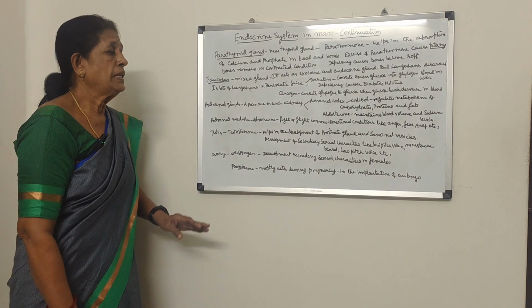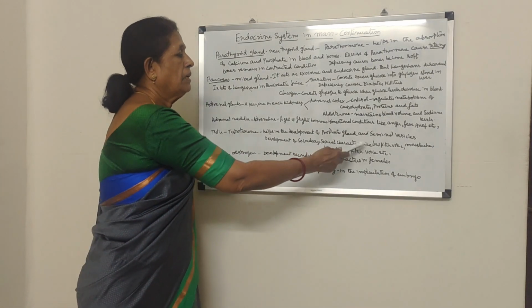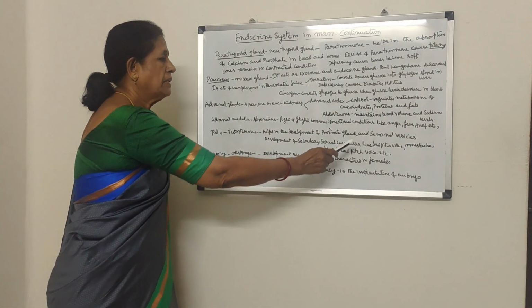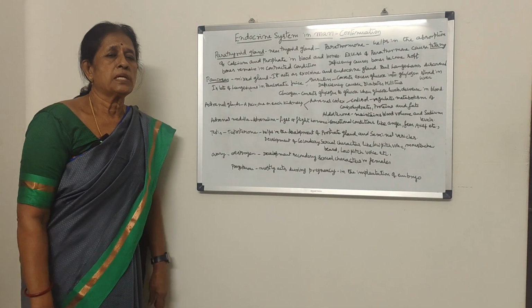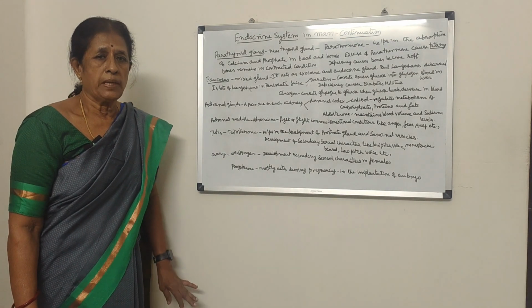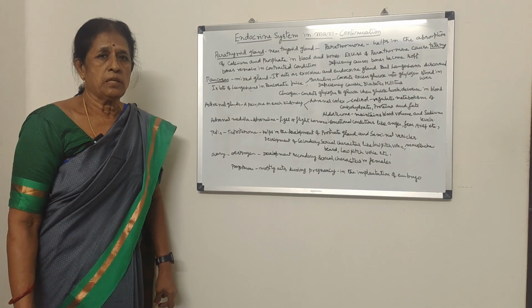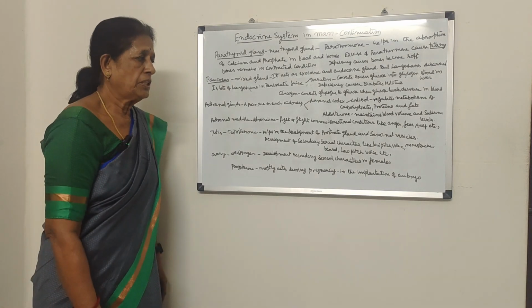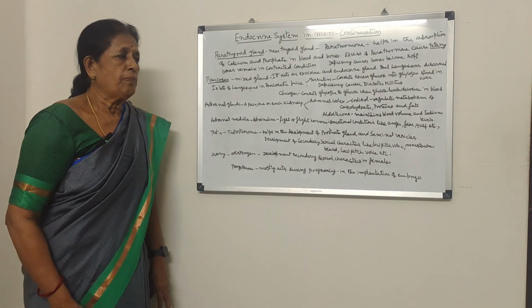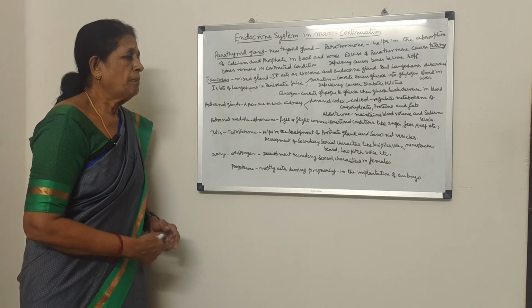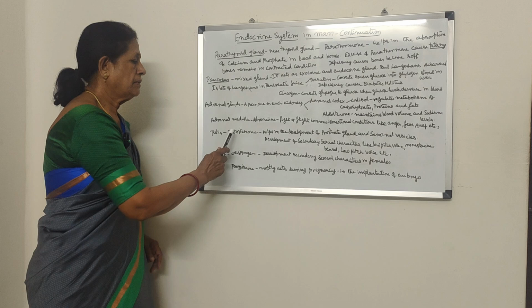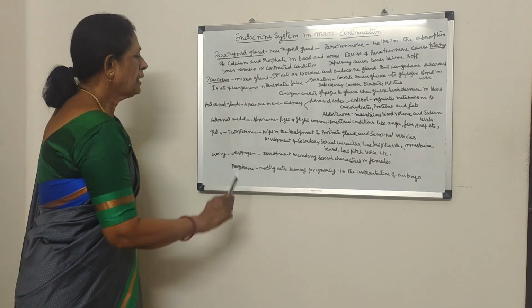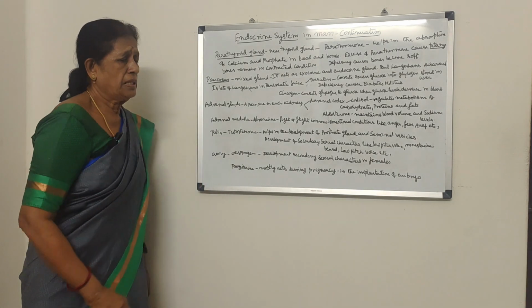So what is the function of testosterone? Testosterone helps in the development of prostate gland and seminal vesicles. That means the duct system in male reproductive system, and also development of secondary sexual characters in males like low pitch voice, growth of beard, mustache, etc. So that means it helps in the development and growth of bones and muscles. All these things are under the control of testosterone.